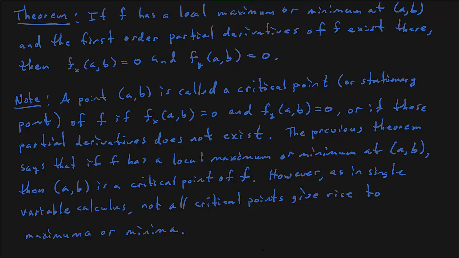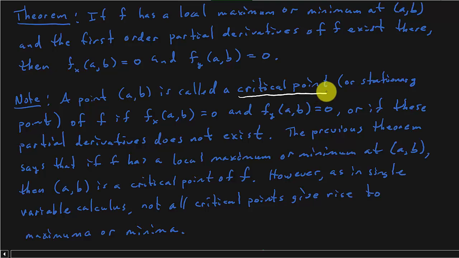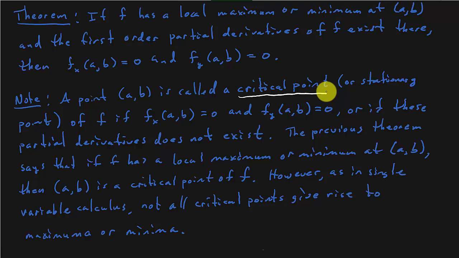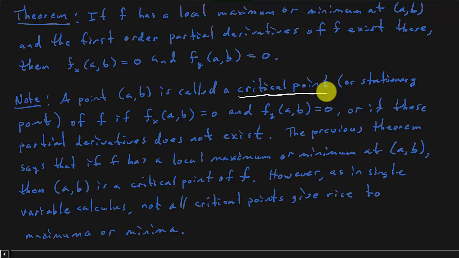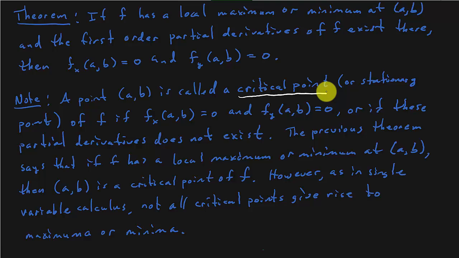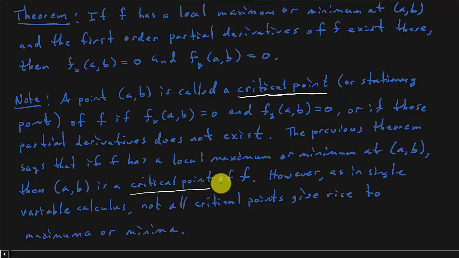And we have a note here. A point (a, b) is called a critical point or stationary point of f if the partial with respect to x at (a, b) is equal to 0 and the partial with respect to y at (a, b) is equal to 0, or if these partial derivatives do not exist. The previous theorem says that if f has a local maximum or minimum at (a, b), then (a, b) is a critical point of f.